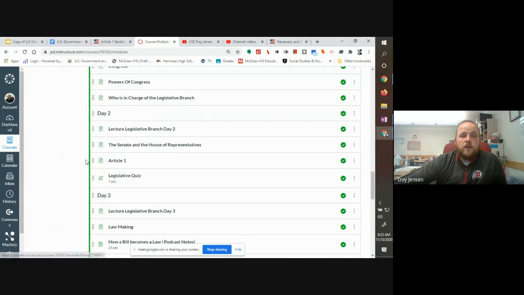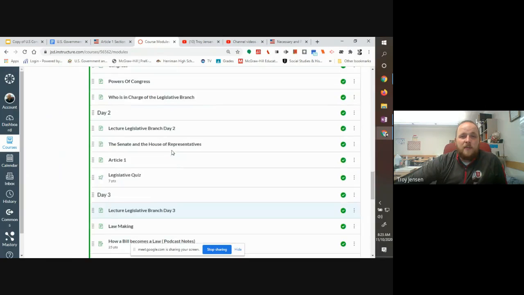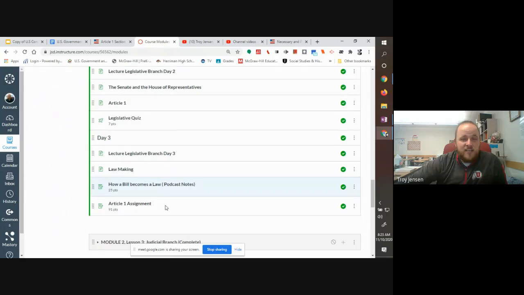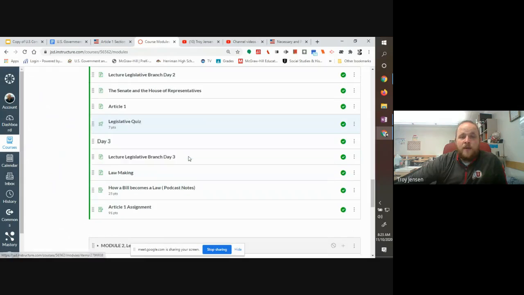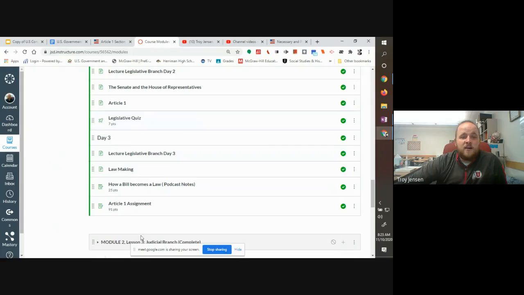Day 2, we're going to talk about the legislative branch in action. So some of the bills and how a bill is getting passed. And day 3, we're going to continue that idea and how a bill becomes a law. You do have 2 assignments that go along with this module and 1 quiz. The quiz will be on day 2, but on day 3, I want to talk about this Article 1 assignment. This is your big assignment that needs to be done, okay?